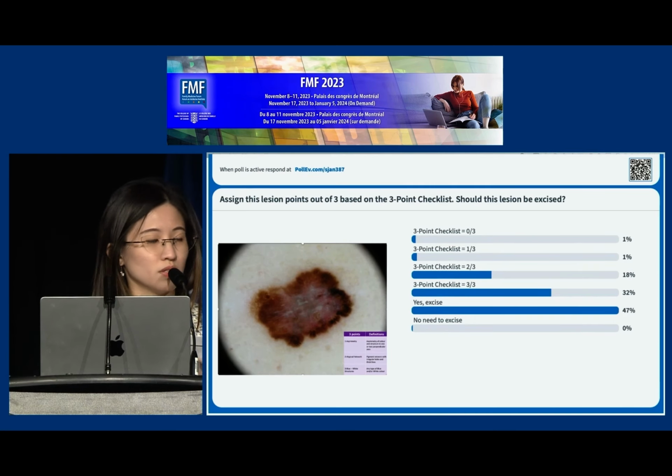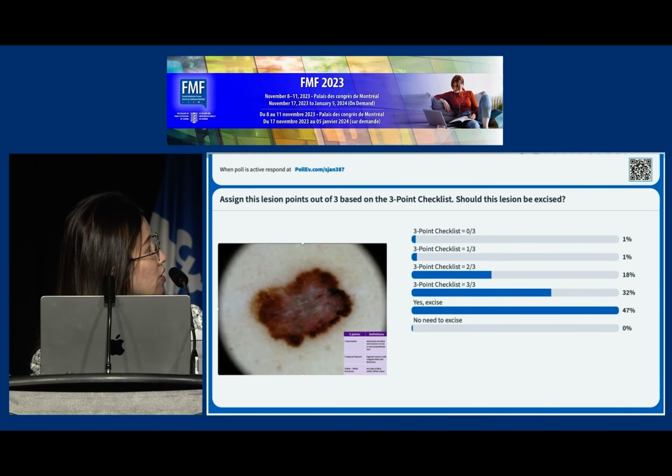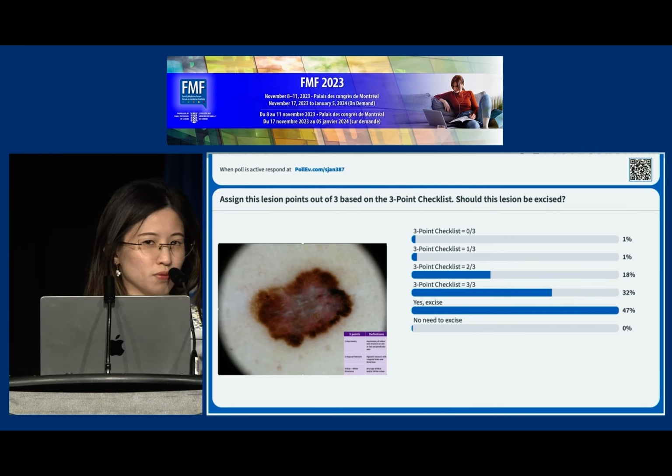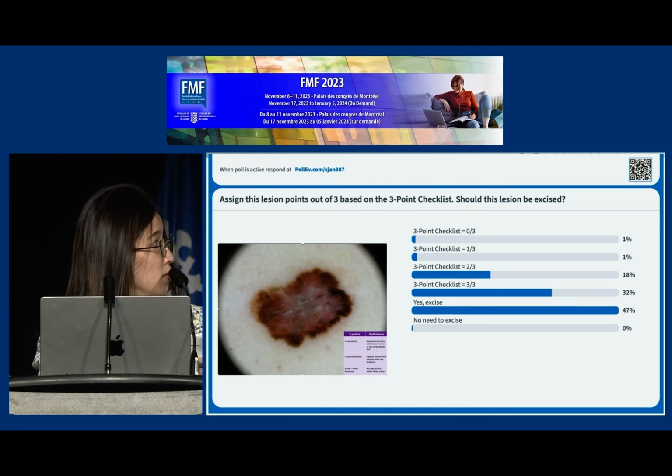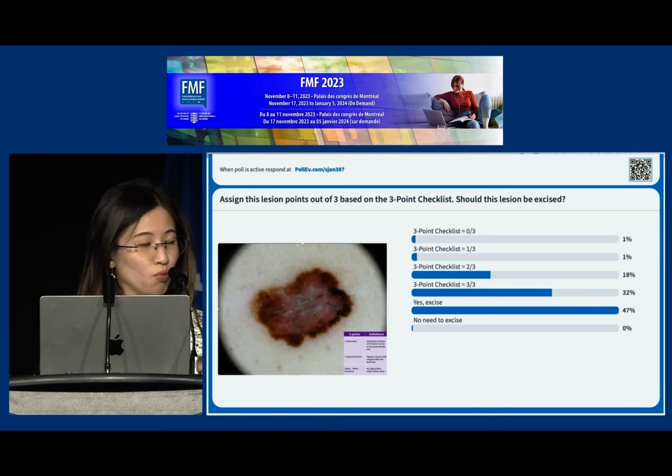Moving on to the second one, so let's see here. Most of us have 3 out of 3, excellent, and I would say almost all of us want to excise this, so that's great. I know it says 47%, but I think it kind of splits in half, so 47 is really almost 100%, so that's great. So this is actually a melanoma, and it's probably getting invasive in the middle there, which is why you see the white discoloration.